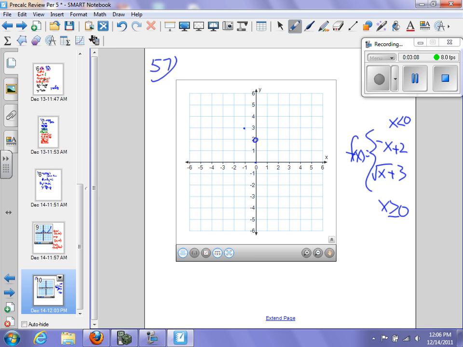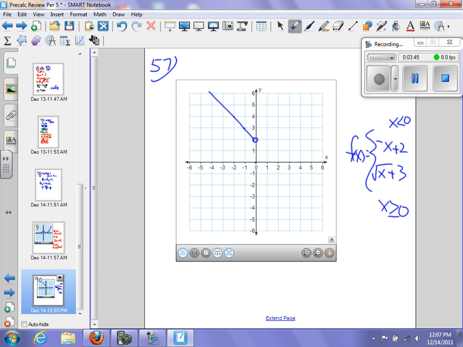So if x is negative 2, then negative negative 2 is positive 2, plus 2 is 4. So negative 2 would be 4. And I know this is a linear function because I only have x to the first power. And now I've got 2 points, so I can make this into a line. And I have graphed the top part of my function. Now I've got to go to the bottom piece.